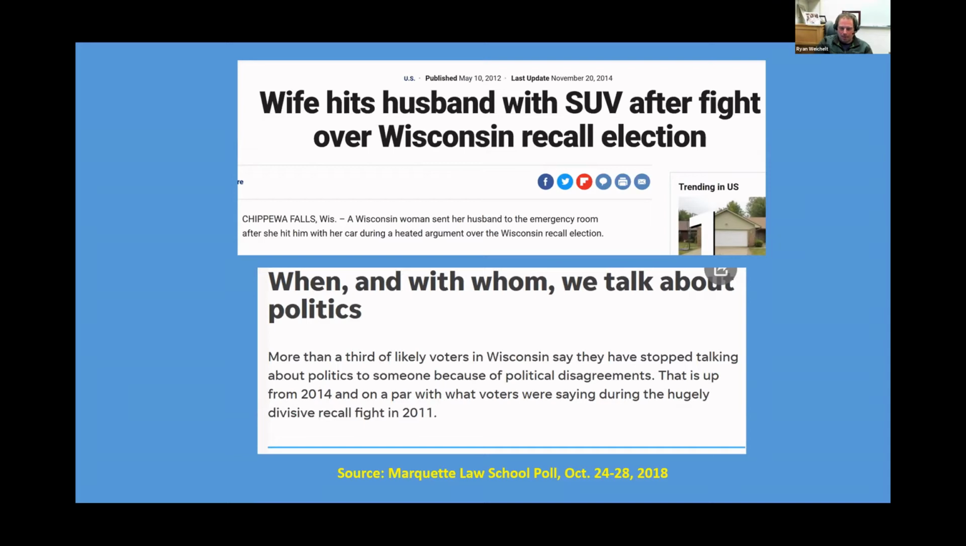I'm not trying to make fun of violence at all, but you've got to put it in perspective: she ran her husband over over an election, over politics. It's pretty interesting how heated people get over these things.